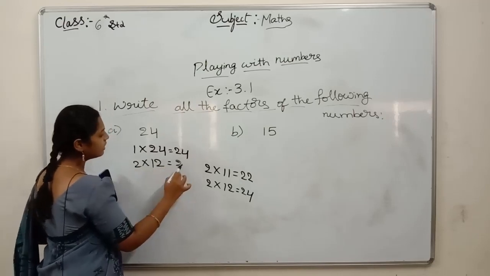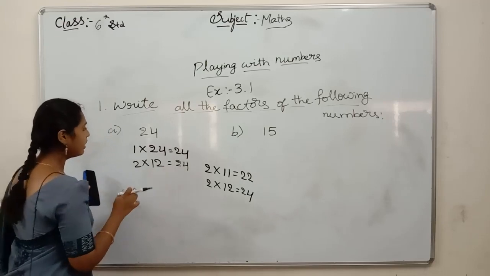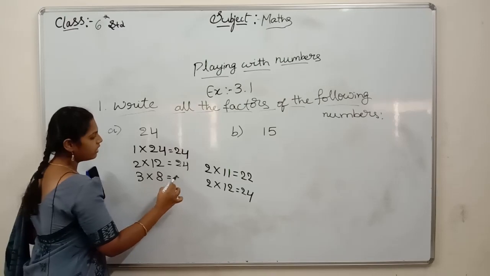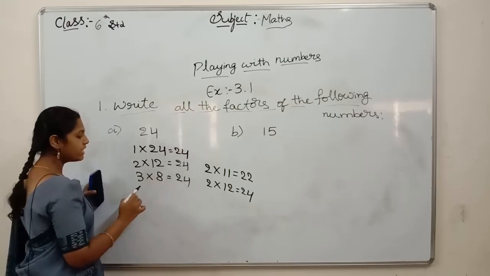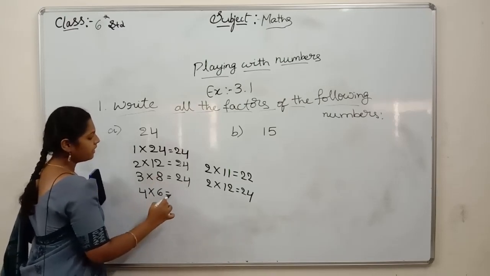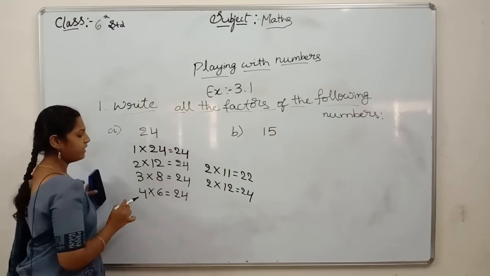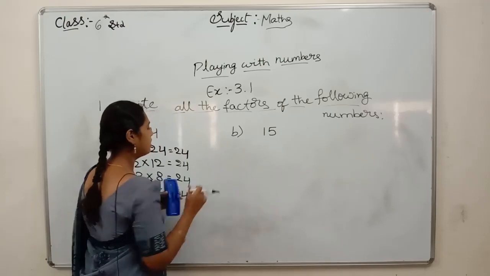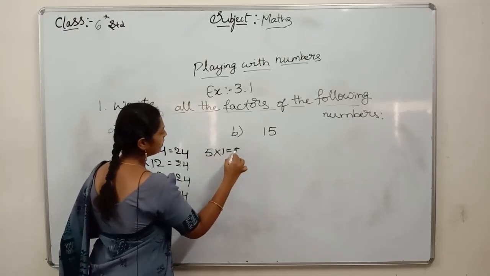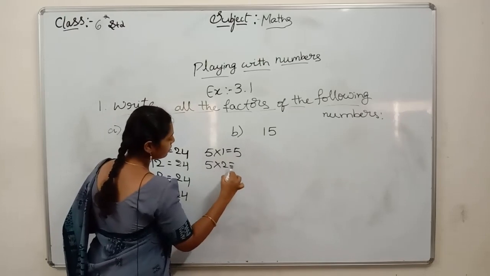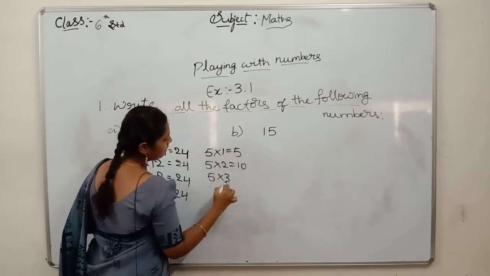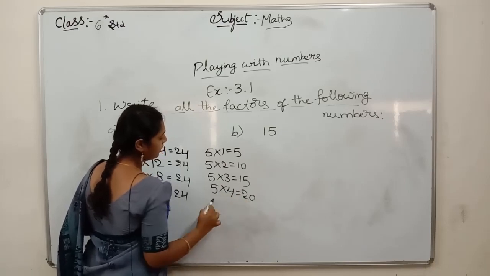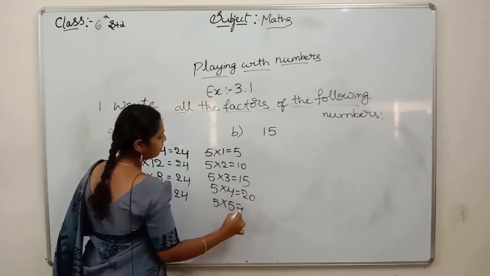Next, in which other table can we see 24? In the 3 table, 3 eights are 24. In the 4 table, 4 sixes are 24. Check in the 5 table. I'll write the 5 table here: 5 ones are 5, 5 twos are 10, 5 threes are 15, 5 fours are 20, 5 fives are 25.